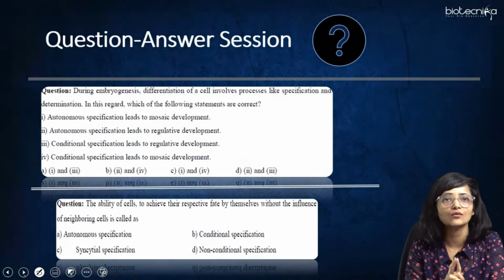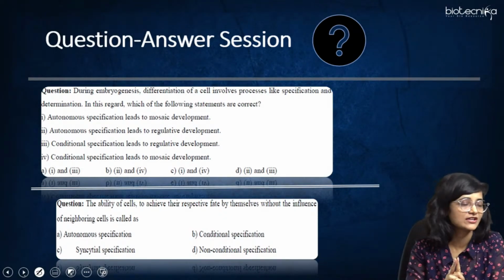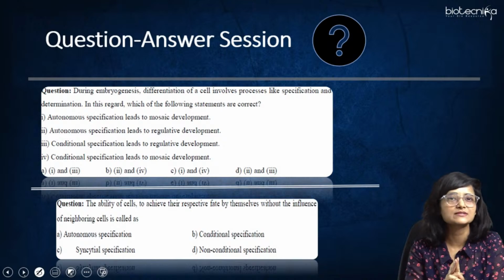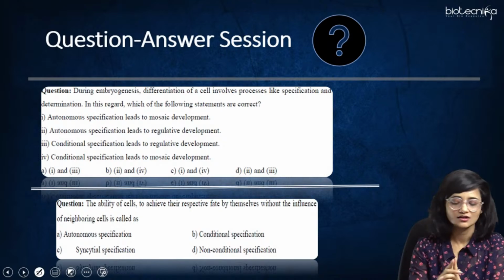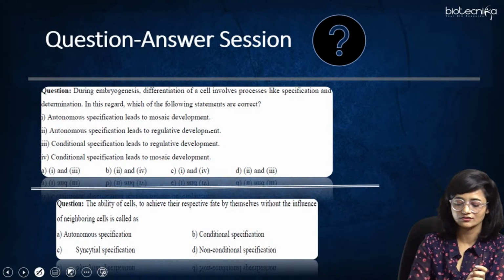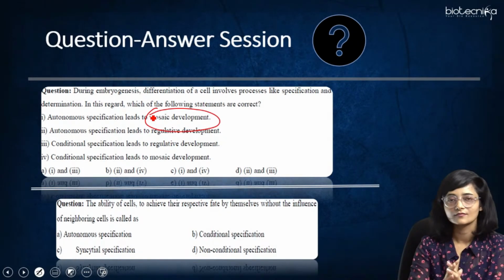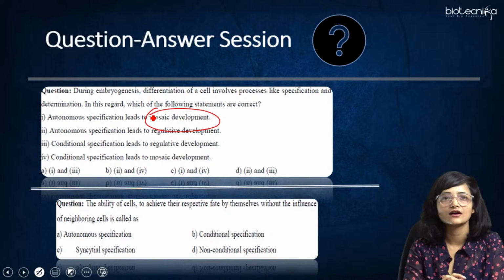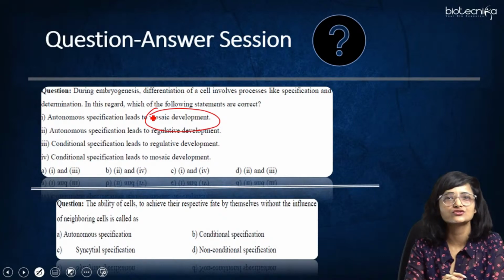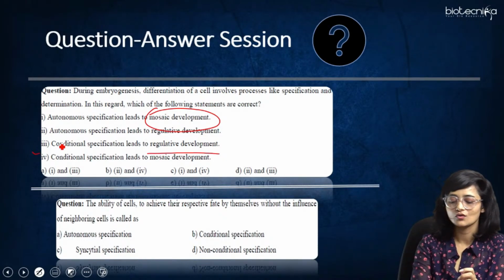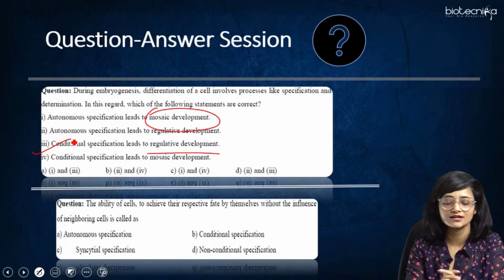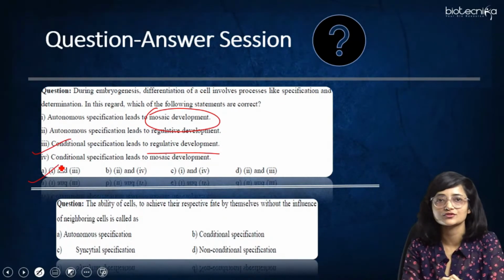Now, we only studied about autonomous specification, which says that autonomous specification leads to mosaic formation. So mosaic development takes place here. In autonomous specification, mosaic development takes place, right? And apart from the first option, the third option says that conditional specification leads to regulative development. So option 3 and option 1 are correct here, and option A is the correct option here, right?